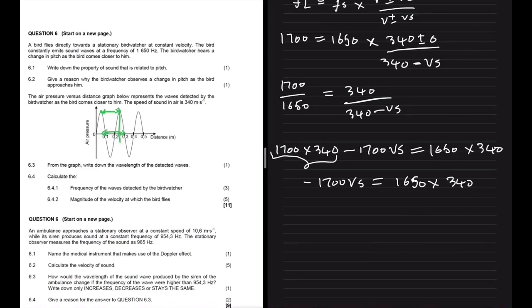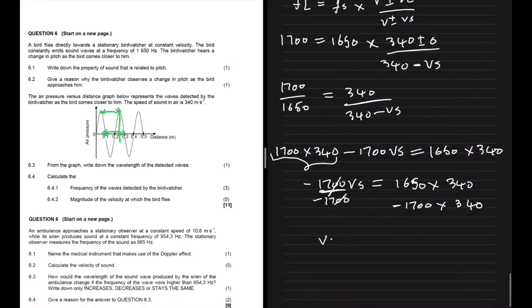I'm going to take this expression to the right hand side so that I can further isolate VS. So let me do that. It's going to be minus 1700 multiplied by 340. After I've done that, I can then divide both sides by minus 1700. So let me write that down for clarity. So we're going to have VS equals 1650 multiplied by 340 minus 1700 multiplied by 340, everything divided by minus 1700. So that's it for this question.